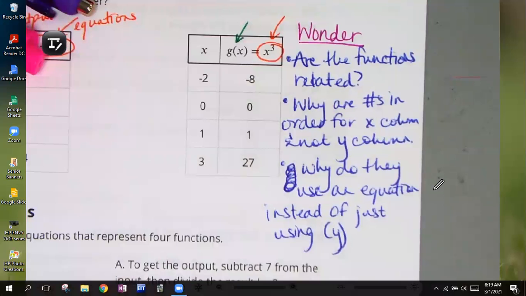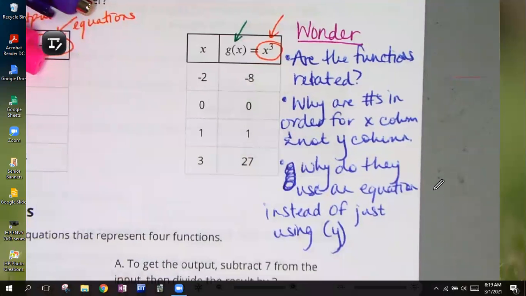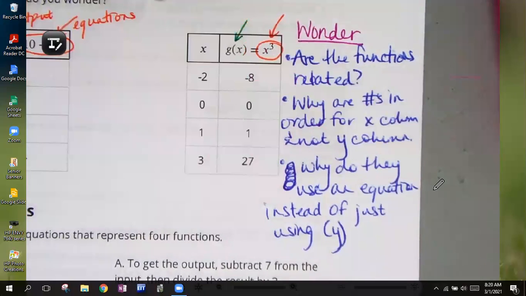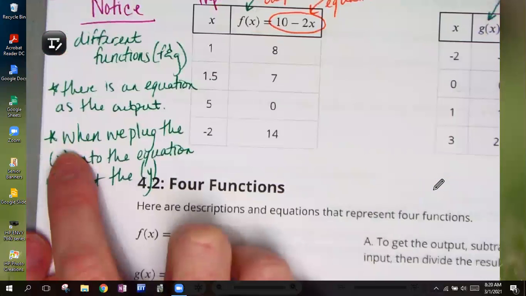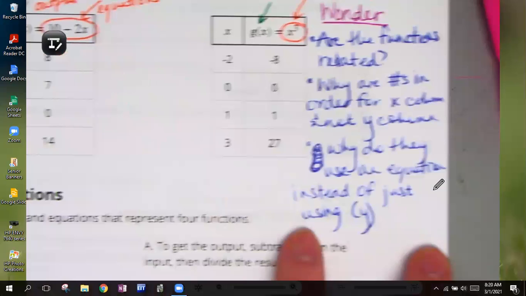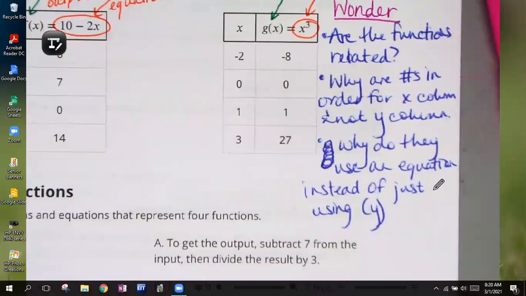Okay, so that kind of goes with that first one. Are they related? Like, what are we talking about in those? Awesome. Good discussion. Now we're going to be talking about those more as we move through this lesson. But the biggest thing that I wanted y'all to notice, and we did discuss it, was this about the input and output. I'll go back. That third notice, it said when we plug the X into the equation, we get the Y value, and we're going to be practicing that a lot in this next activity.